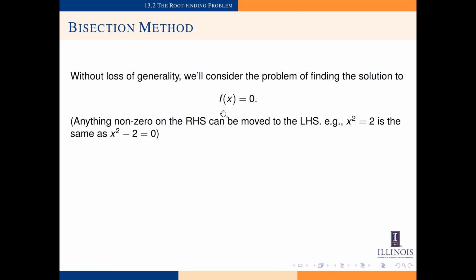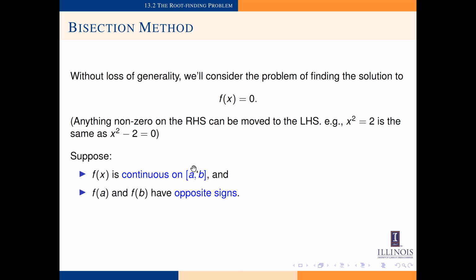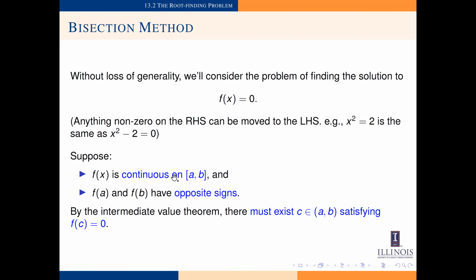So how can we use the bisection method to find the point where f(x) is equal to 0? Let's suppose that f(x) is a continuous function on the region from a to b. And further, f(a) and f(b) have opposite signs. By the intermediate value theorem, there must exist a point c in the interval from a to b that satisfies f(c) is equal to 0. So there must be a point c where the function intersects with the x-axis.